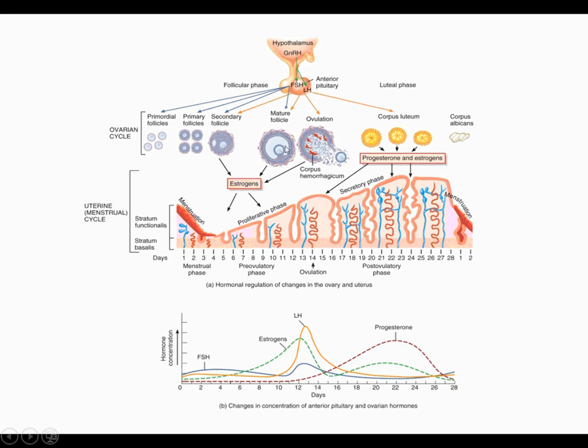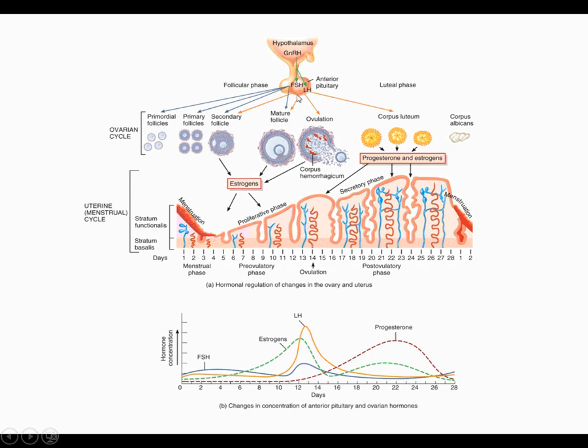As the secondary follicle and the mature follicle form, they begin secreting estrogens. Okay, and as we see here down at the bottom, estrogen levels go up, and estrogen is going to help with redevelopment of that stratum functionalis. So we can see the size of the endometrium is growing. Okay, it's thickening up.